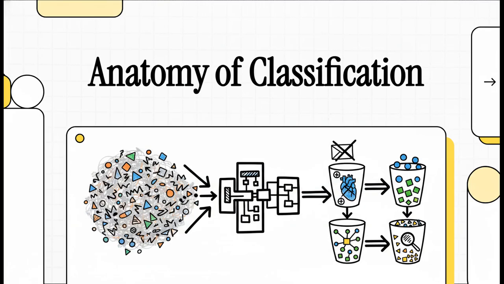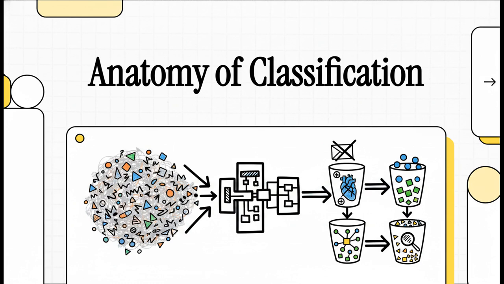Welcome to This Explainer. Have you ever wondered how big tech companies sort through absolute mountains of data in the blink of an eye? Like how your email provider knows exactly which messages to just toss into the spam folder? Or how a medical imaging device can actually pinpoint a disease from a simple scan? Well, it all comes down to a fascinating branch of machine learning called classification.